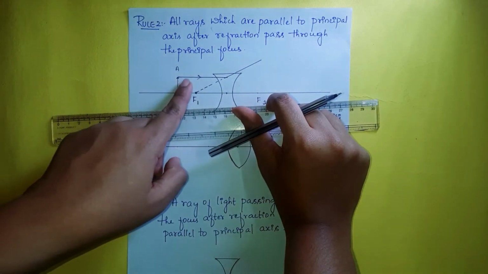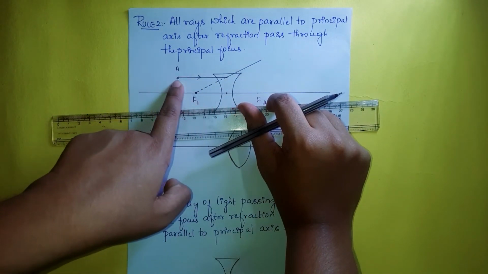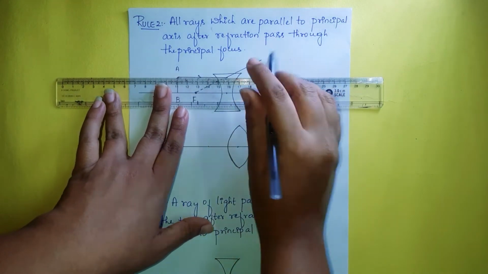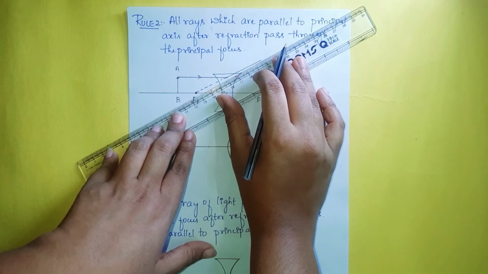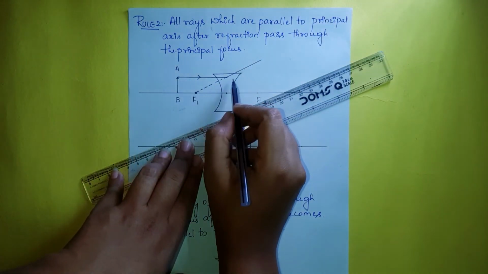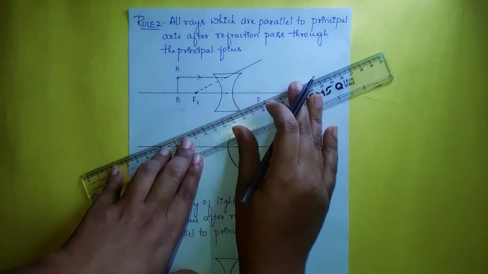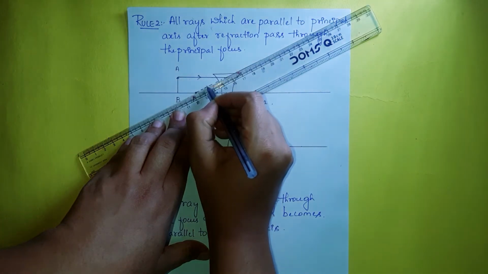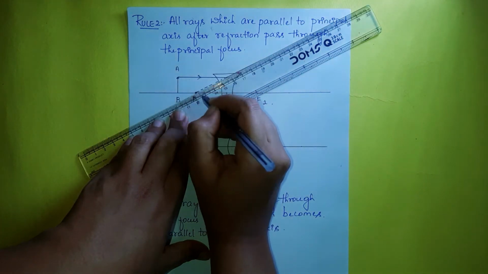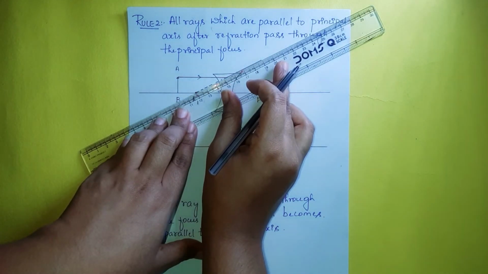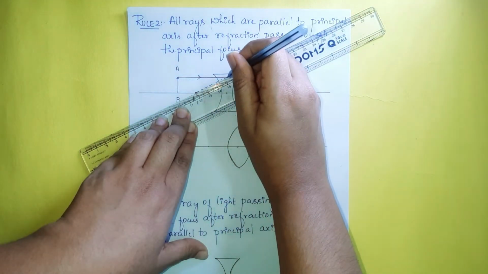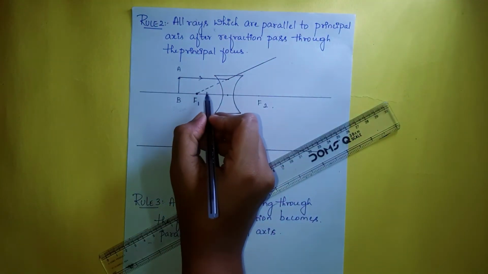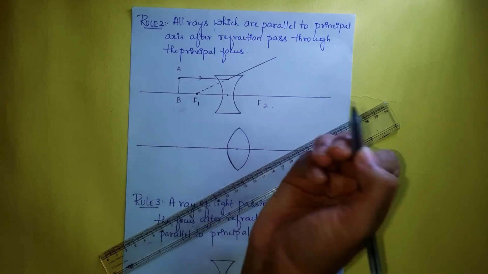The parallel line which is coming from the object should be parallel to the principal axis. After refraction, it passes through the principal focus. In case of a concave lens, this will be the principal focus. Now I have placed the scale such that I can easily draw the dotted line towards the principal focus, that is F1. Without changing the position of the scale, here I have drawn the normal line. So here the image is formed at the principal focus.